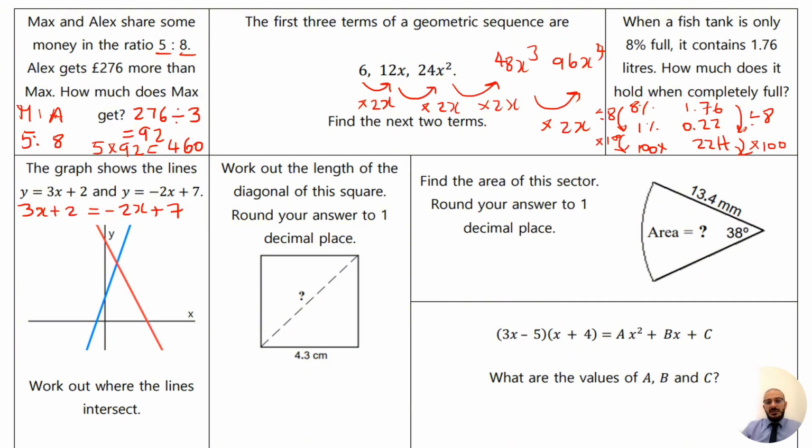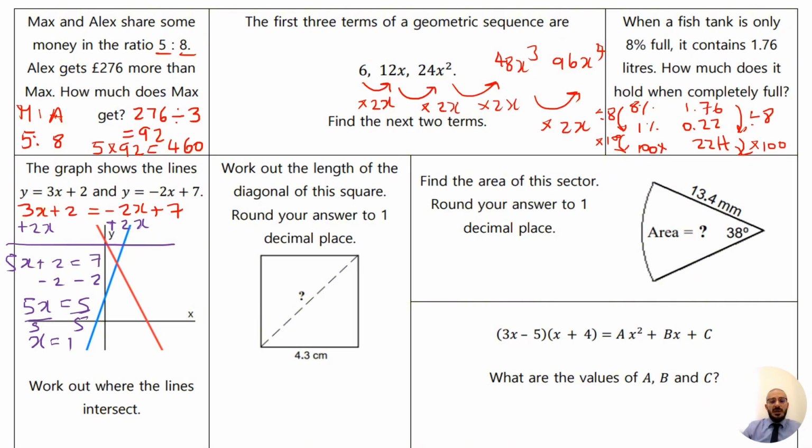So what we need to do in these kinds of scenarios is get rid of the smallest x first, which would be the negative 2x. So we need to add 2x to both sides, which would give us 5x plus 2 is equal to 7. Take away 2 from both sides. 5x is going to be 5, and x divided by 5, x would be 1.